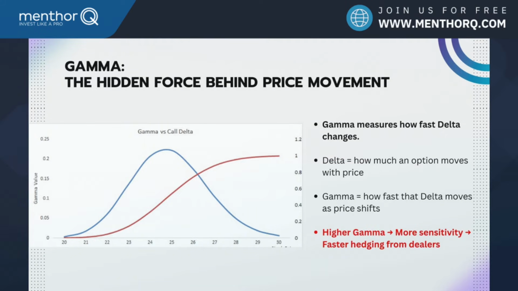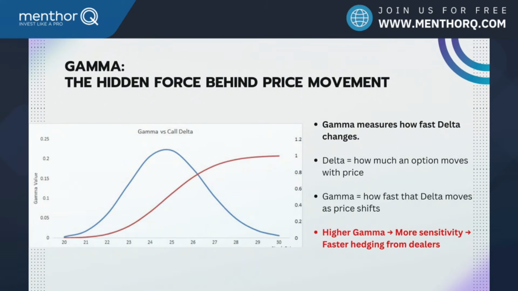For those who don't know, gamma is the second derivative of delta. Gamma measures how fast delta changes throughout the day. Delta measures how much an option moves based on the underlying price. Gamma, on the other hand, measures how fast delta moves as the price of the underlying changes.